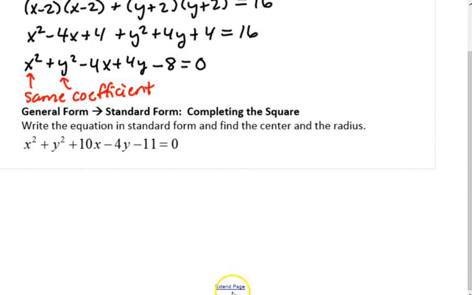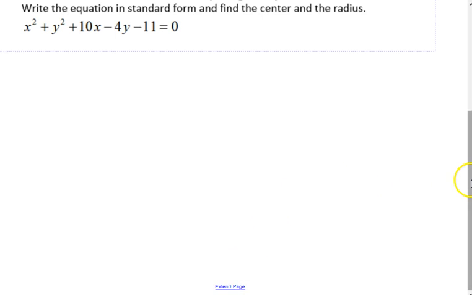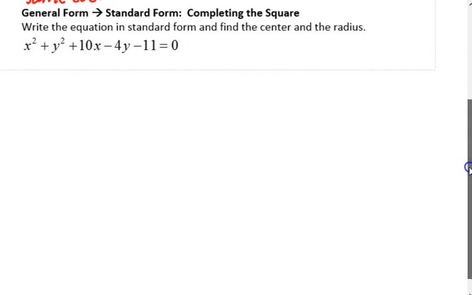Okay, so now let's do the other way around. Now we have something that is in general form and we want to put it in standard form, because looking at it in general form we can tell it's a circle, but it's not easy to tell the center or the radius from this form, so it's very helpful to put this into standard form by completing the square.